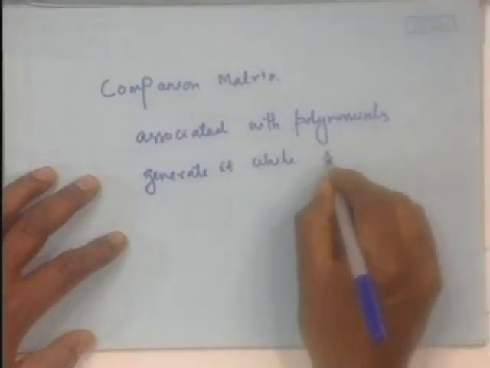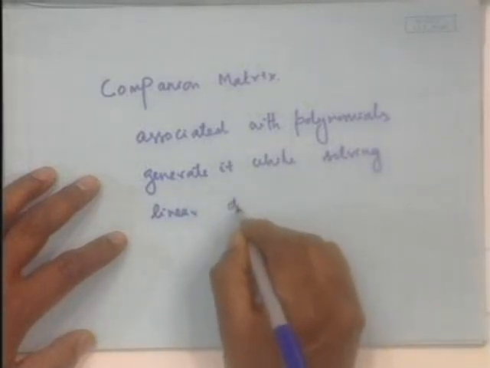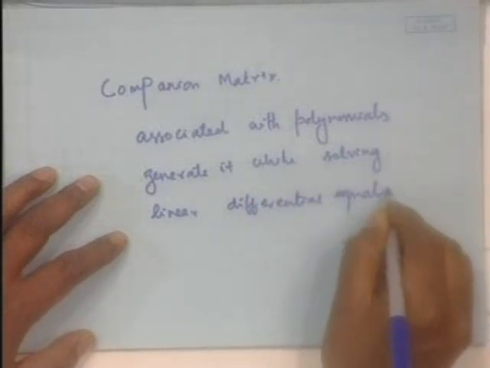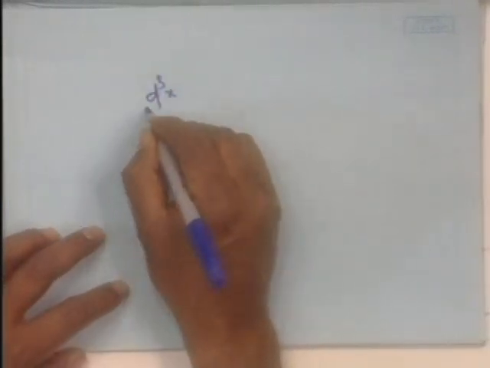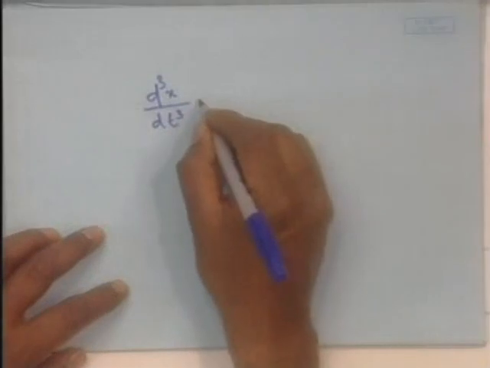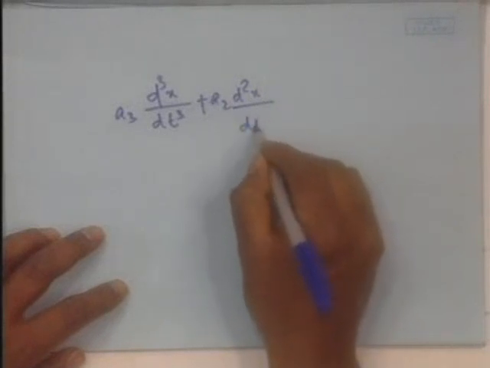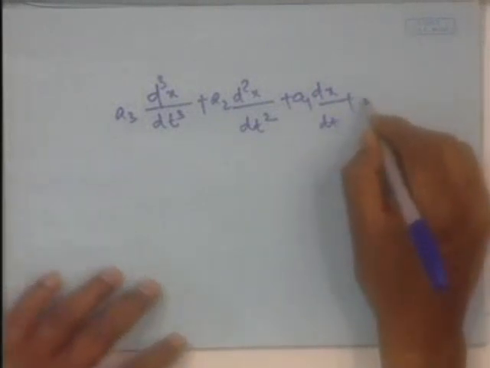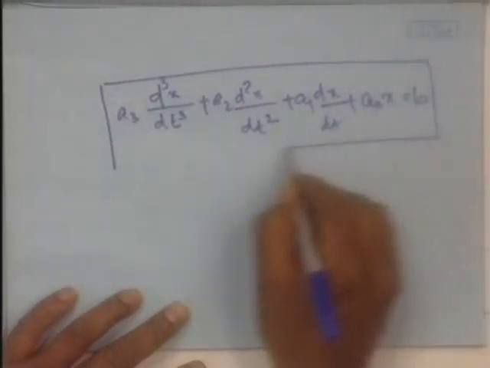While solving linear differential equations, right? So I shall tell you about the linear differential equation. Suppose I have an equation like this: a3 d cube x by dt cube plus a2 d square x by dt square plus a1 dx by dt plus a0 x is equal to b. Suppose this is my linear differential equation.